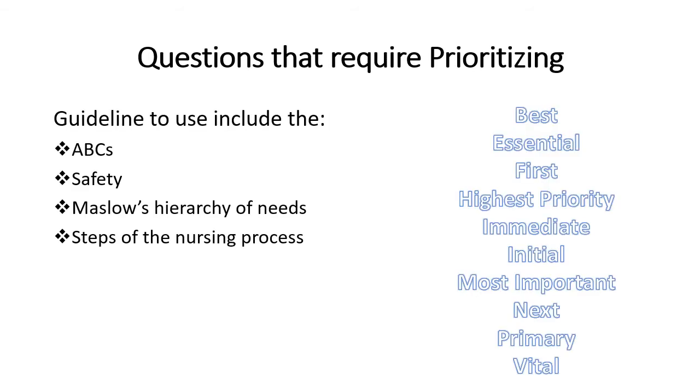Often on nursing exams, questions require some level of prioritization. Some guidelines or strategies to use to determine how to best address the question include: look at the ABCs, consider safety, consider Maslow's hierarchy of needs, remember the steps of the nursing process. Prioritization questions often have keywords of best, essential, first, highest priority, immediate, initial, most important, next, primary, or vital.